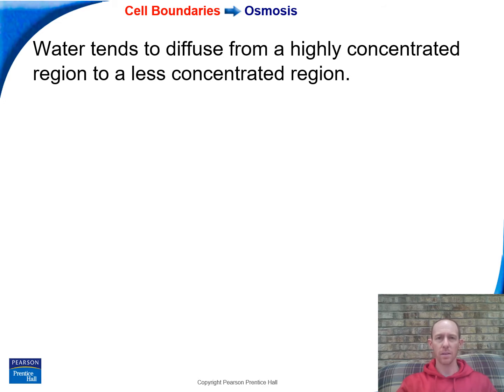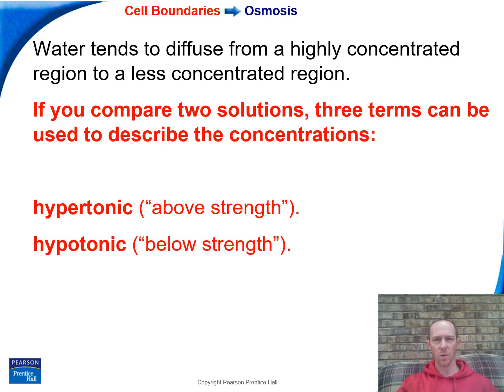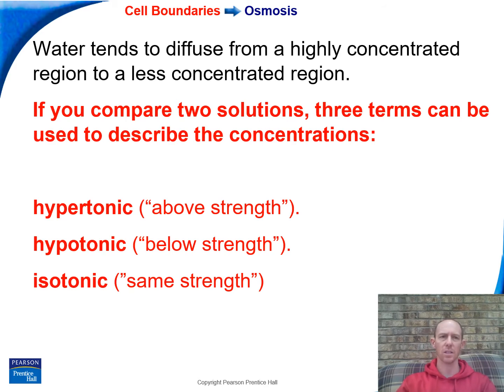Hypertonic. Hyper means more than, okay? Tonic refers to the concentration of stuff in the water, so how much solute there is. It literally means above strength. Hypotonic means below strength, so less than. Isotonic means same strength. So we're talking about the concentration of the solute inside our cell versus outside. That's what these terms apply to, and I'll explain how those work coming up soon.